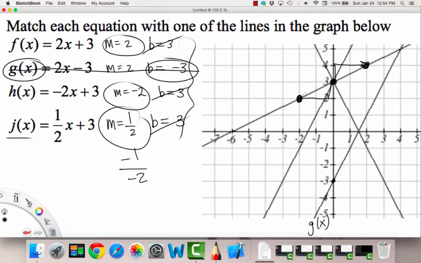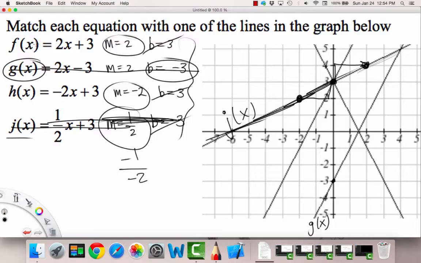So see here how we found 2 points on our line? This line here, the one that I'm tracing over, must be the one corresponding to a slope of 1/2. Therefore, it must be our j of x. Okay, so that's that line. Got 2 of them out of the way and 2 more to go.